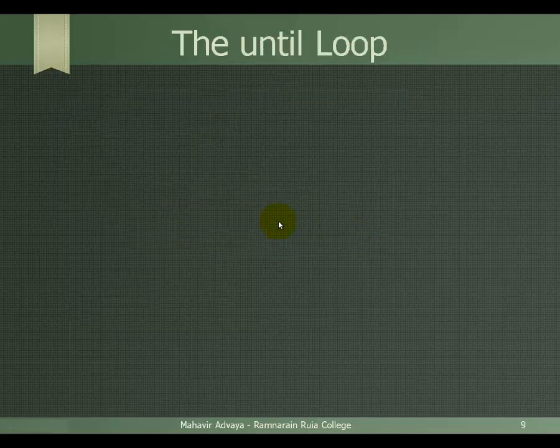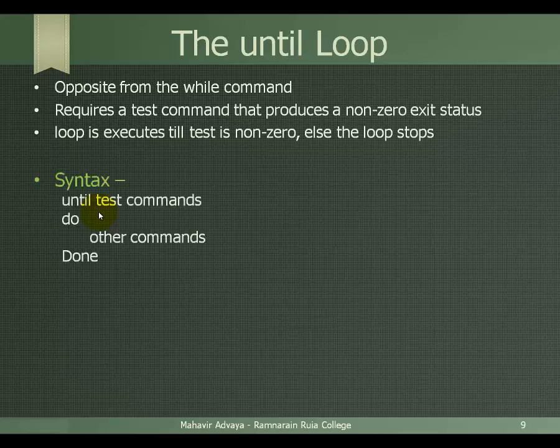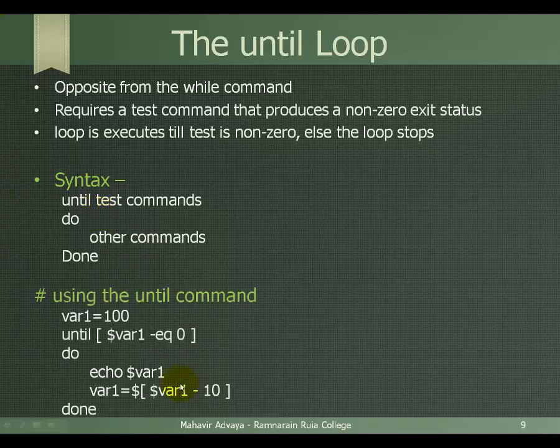The next loop is the until loop. We have used the until loop in VB.NET. It is exactly opposite from the while command. It requires a test command that will produce a non-zero exit status. Whenever the until loop is used, it looks for the non-zero exit status. This is the syntax: until test commands, that is the condition, do and done. This is how it works: var1 is equal to 100, until var1 is equal to 0. This is the test condition.